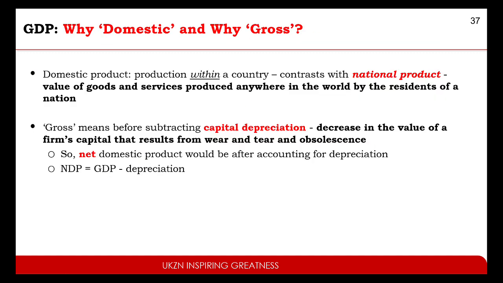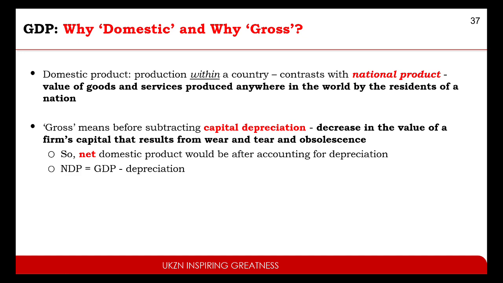Now, why domestic and why gross? Domestic product within a country contrasts with national product, the value of goods produced anywhere in the world by residents. So GDP, gross domestic product, is only within South Africa. GNP, gross national product, includes residents outside the country.